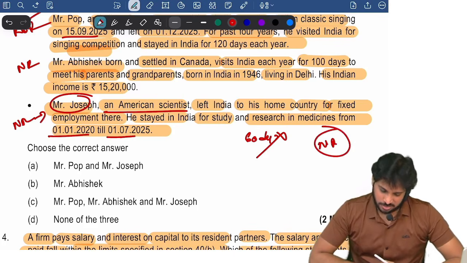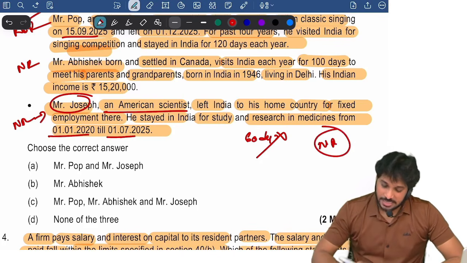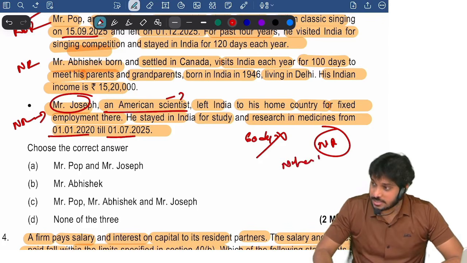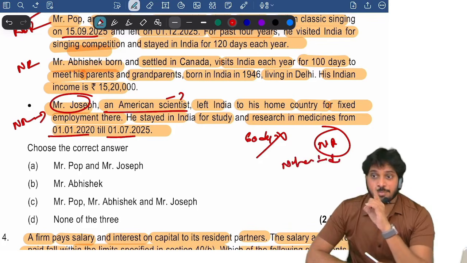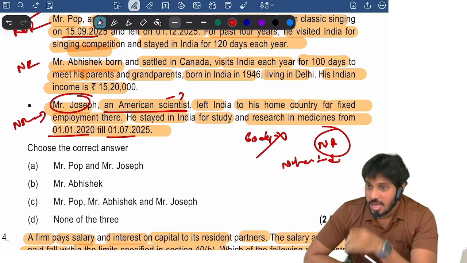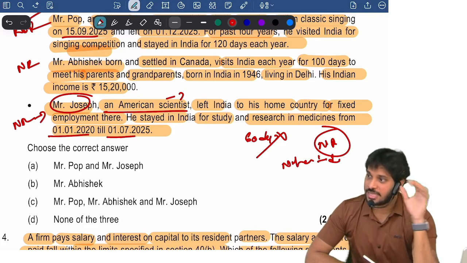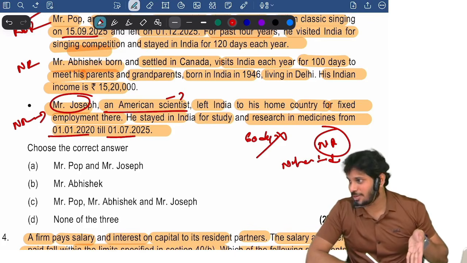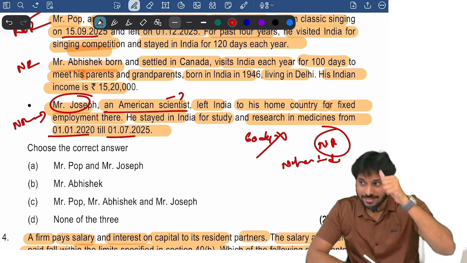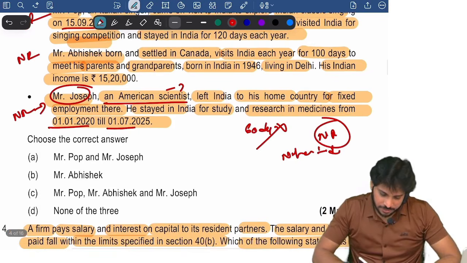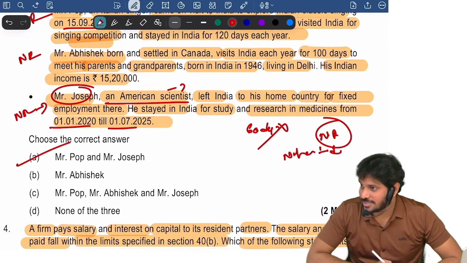I will take one more assumption. Because they said American scientist, I assume that he is not an Indian citizen. If he is not an Indian citizen, the B2 condition can be applied. If B2 is applicable, the 60 days or more logic is applicable, and the last 4 years, 365 or more, that also he satisfies. So B2 is satisfied, therefore he is a resident. So Joseph and Mr. Pop, both of them are resident.